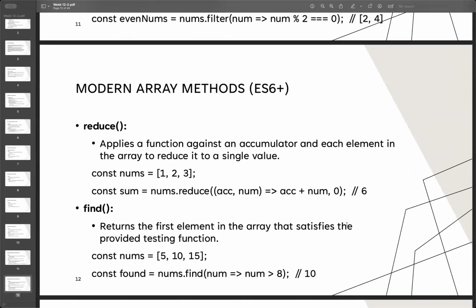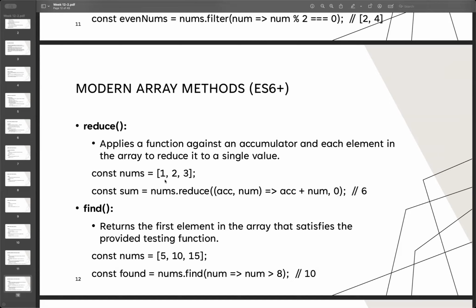Also, we can use reduce. Reduce needs an accumulator. The first parameter is the accumulator, and the second is the element. We reduce to a single value. The accumulator's initial value is 0 by default, and we can pass it as a parameter, and then it can pass the value.